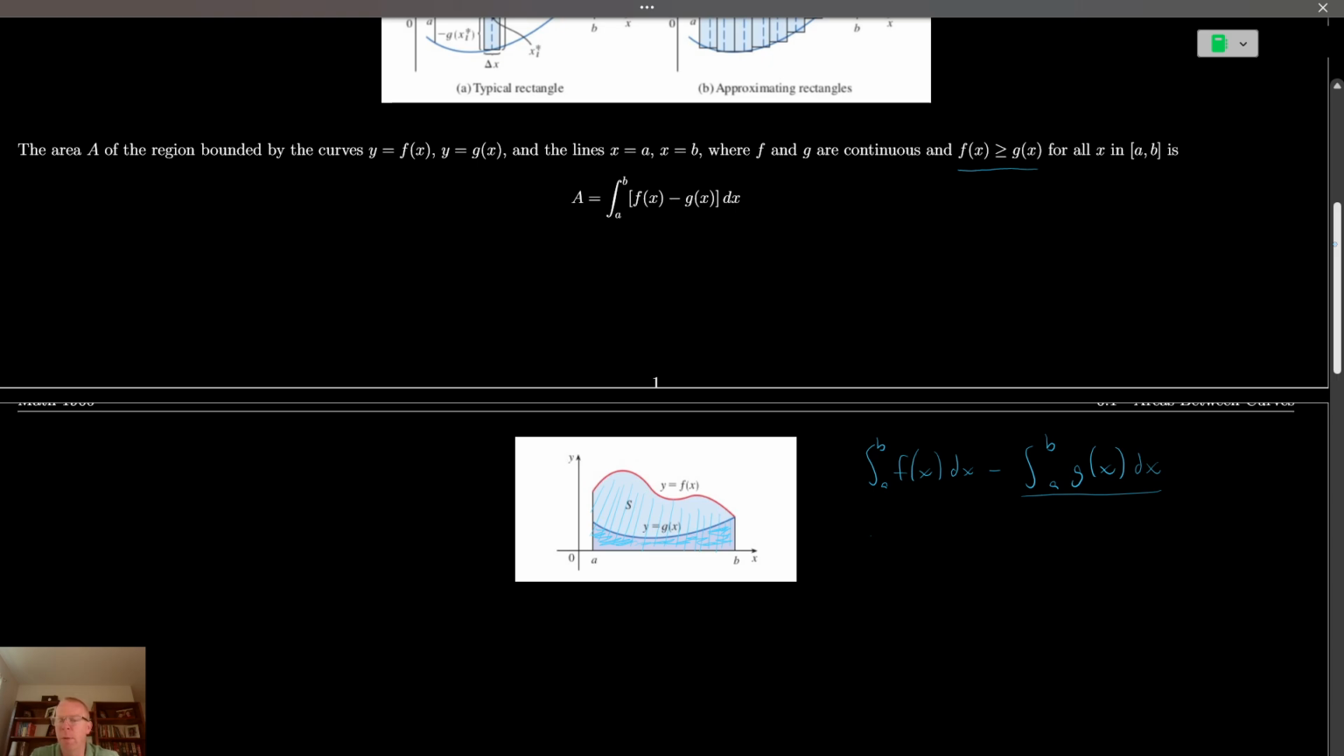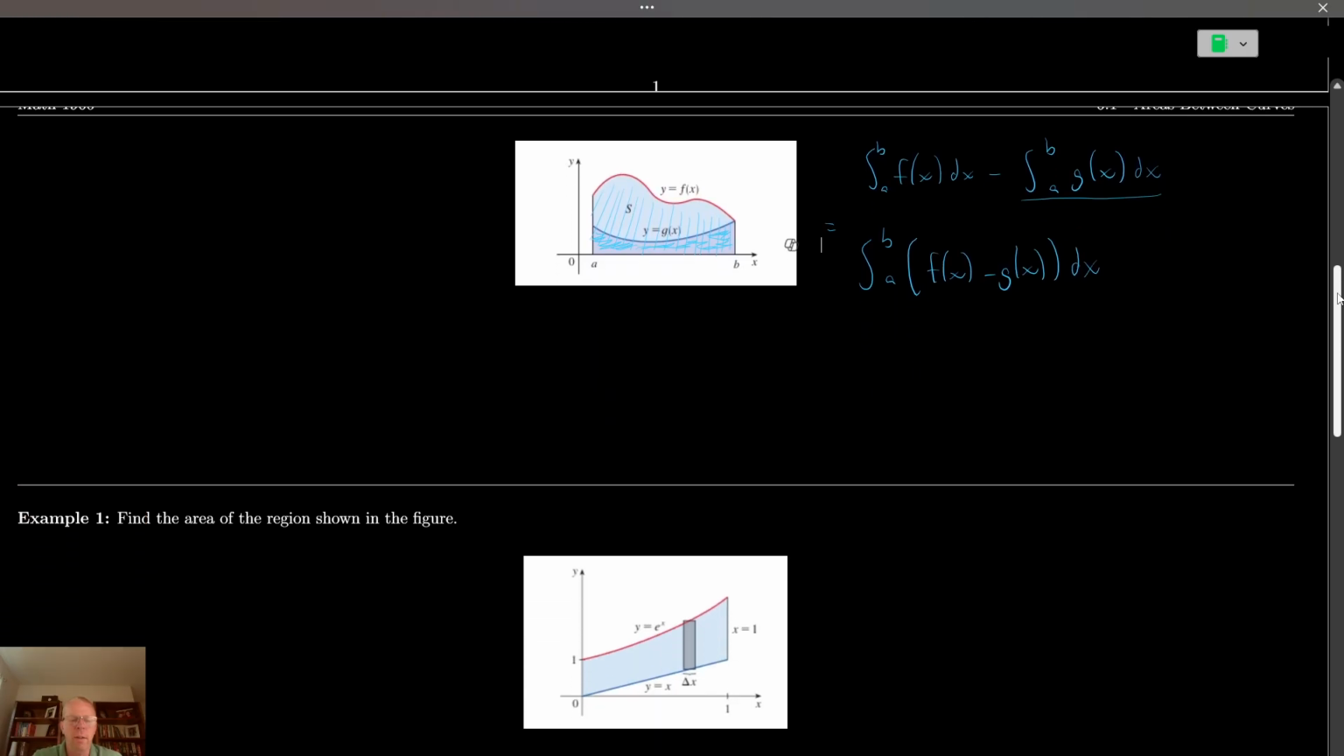Of course, by properties of integration, we can split these functions up or put them together, and they'll be the same. So that's the idea. You can take two functions, and if one is completely above the other, you can subtract them, integrate, and get the area between the curves.